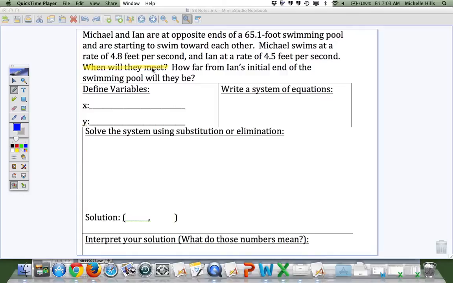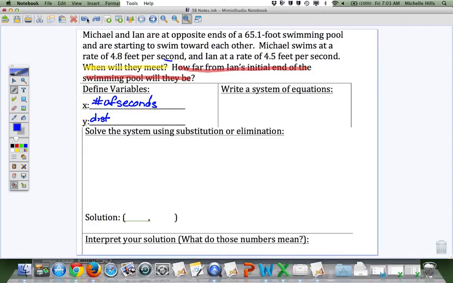And this is time. I do need to, in this case, look and see how they're measuring time, and they're measuring it in seconds. So x is the number of seconds until they meet, but I'm just going to write number of seconds. And then the second question, how far from Ian's initial end of the swimming pool will they be, is my y. So distance from Ian's end of the pool.